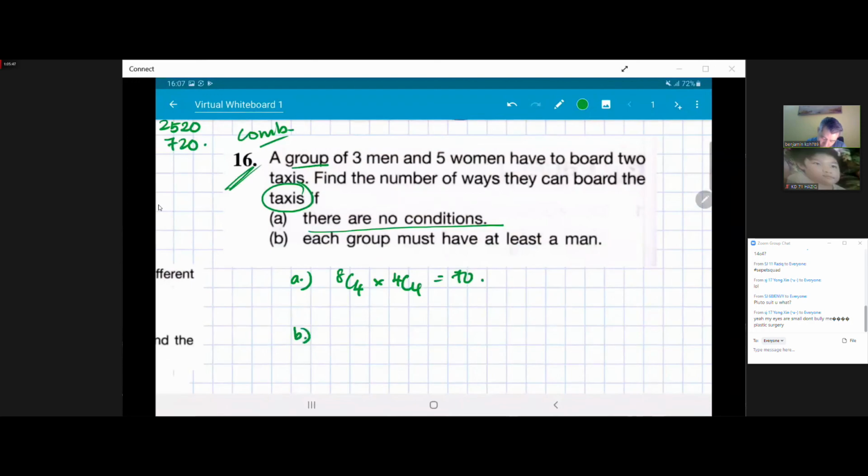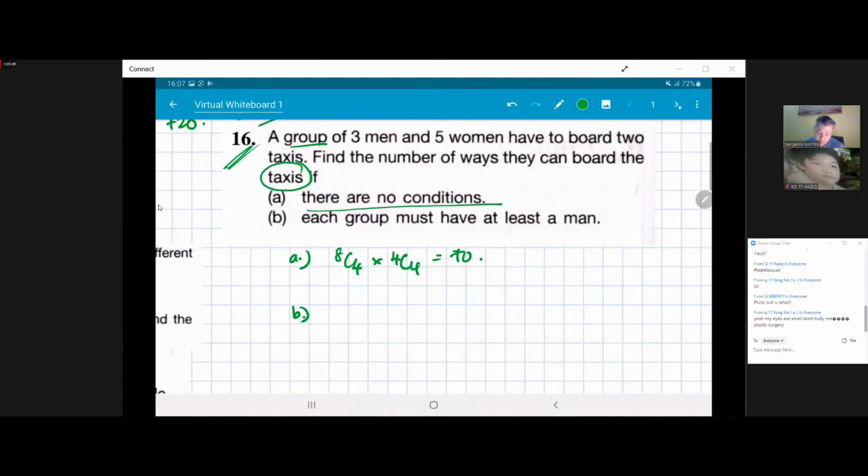Now, what about part B? Each group must have at least a man. At least, sekurang-kurangnya. Boleh faham tak? At least maksudnya paling kurang 1. It can be 2, it can be 3. Boleh faham? So, how to do part B?